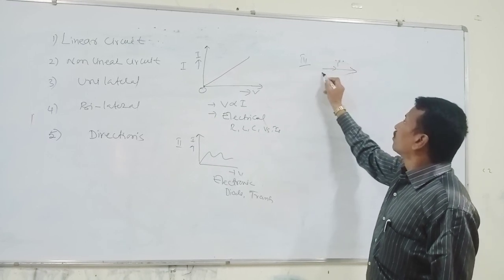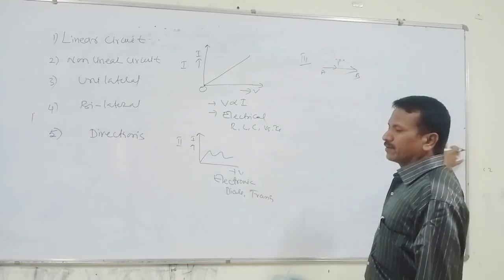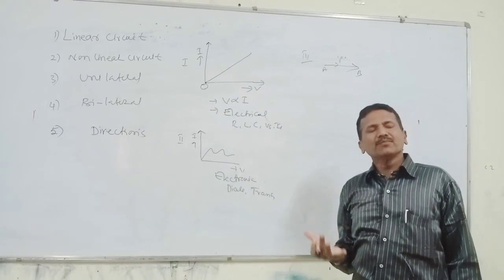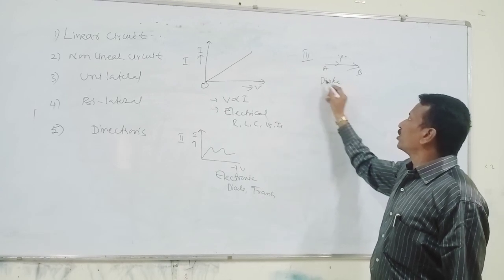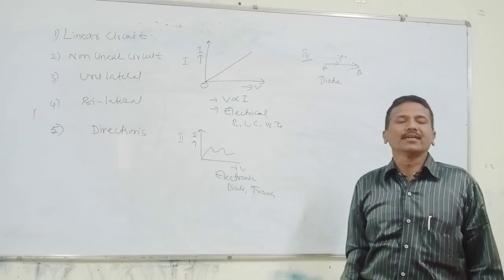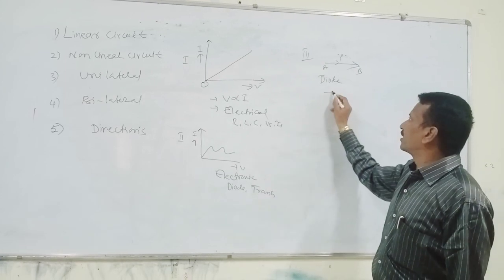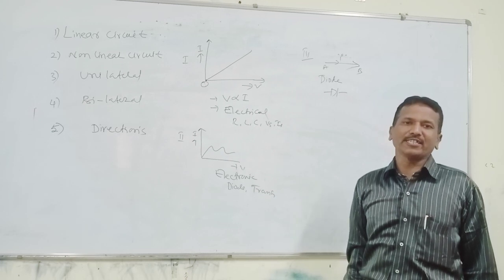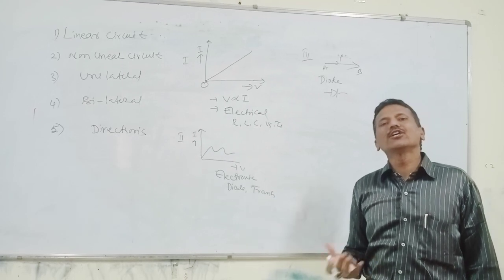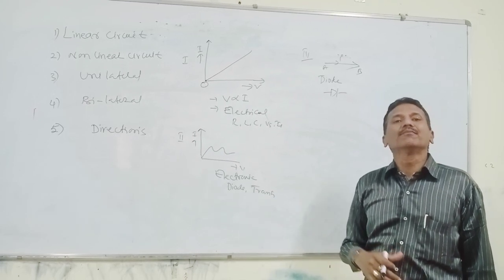Current is going from point A to point B. The example of a unilateral element is the diode. A diode is a unilateral element. It moves only in the forward direction, there is no reverse direction. But our electrical components are not like that, those are bilateral.